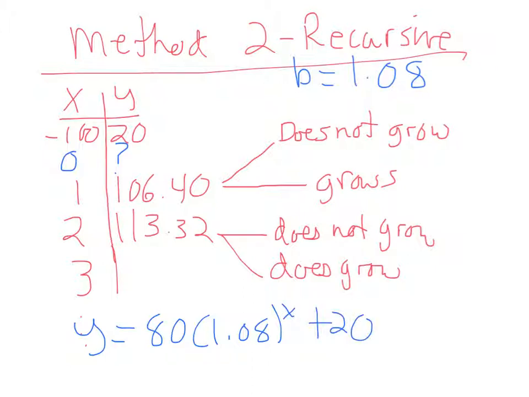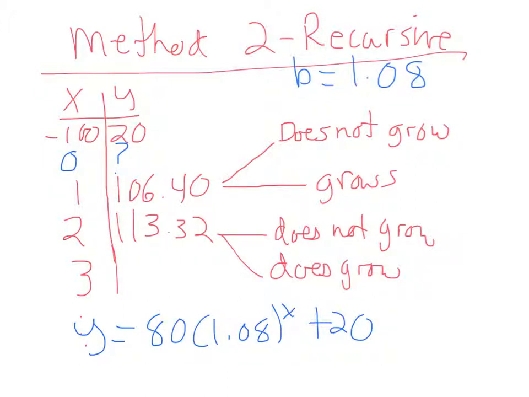So if that's money, it means that there's $80 that grows at 8% per year, and then I've got $20 invested as well. It's not growing, so that's a very bad investment, right? So I have $80 that grows at 8%, and then I have $20 that does not grow. That's the horizontal asymptote. So altogether, how much money did I have at the start? Well, $80 times 1.08 to the exponent of 0 for the y-intercept. 1.08 to the exponent of 0 is 1. 80 times 1 is 80, plus that 20 is 100.